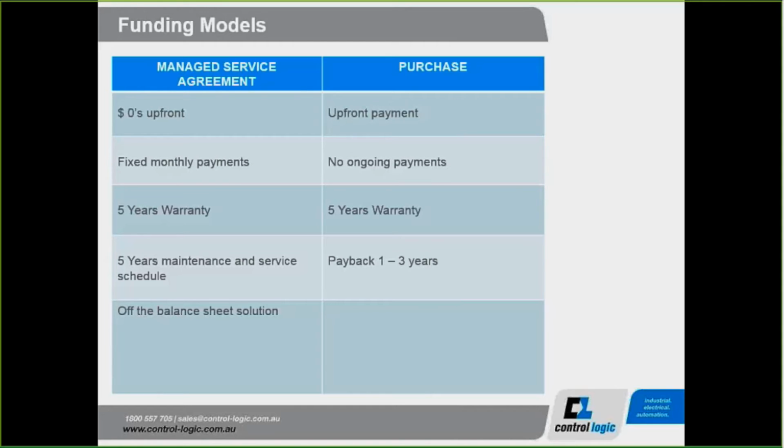Managed service agreement, obviously, includes 5 years maintenance and a service schedule, as just mentioned. For the purchase outright, your payback period, depending on the size of the unit and the installation costs, is anywhere from 1 up to 3 years. So there are a couple of funding models. As I say, if you can see a need for it on your site, but you don't have the capital expenditure, please talk to us about a managed service agreement.